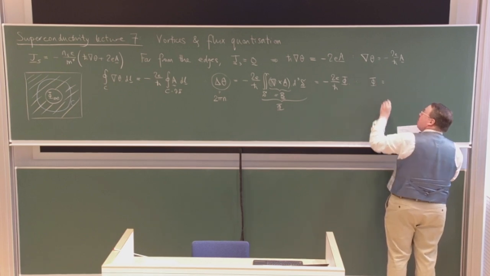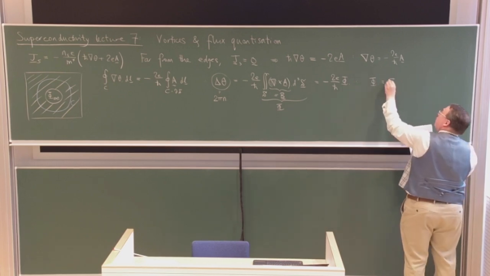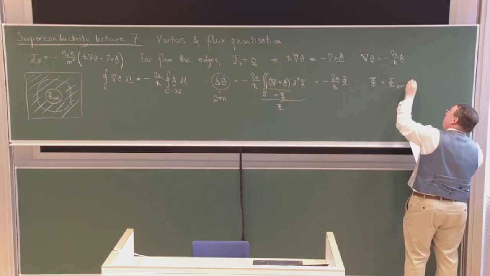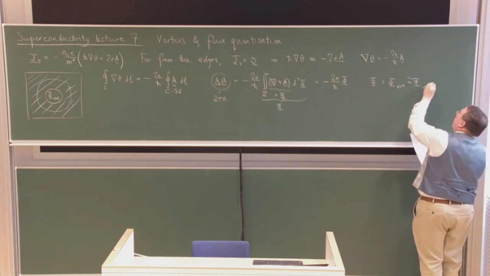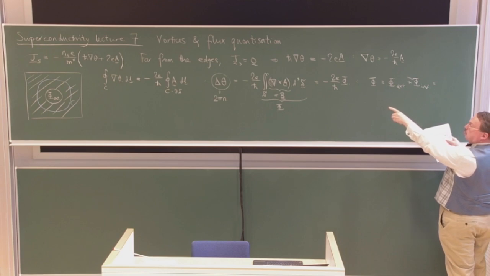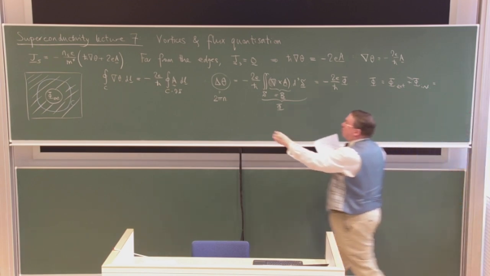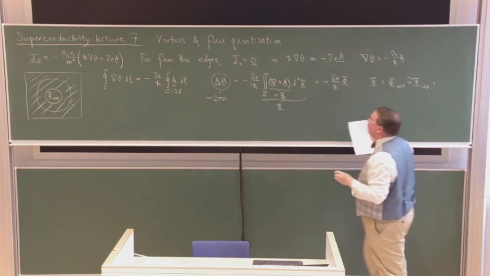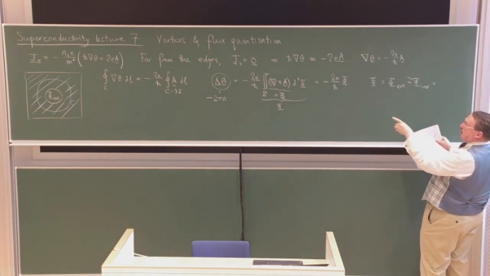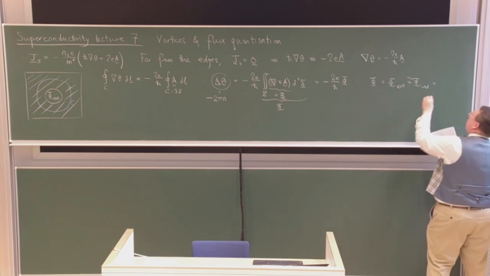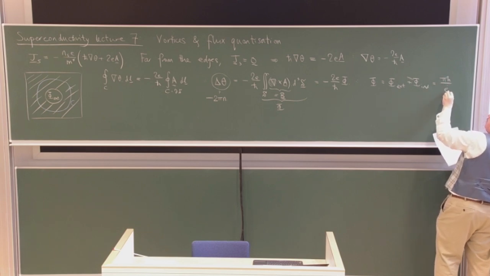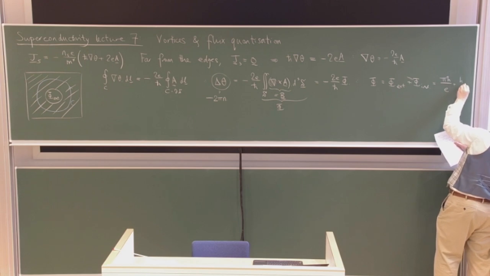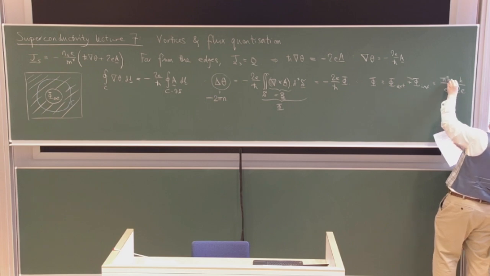So phi, which is the total flux through the loop, which is phi external plus phi induced, is equal to, okay, we don't need the minus sign because we could have taken the integer to be negative. So that's pi h bar over E, which is h, the regular Planck constant, over 2e times an integer.